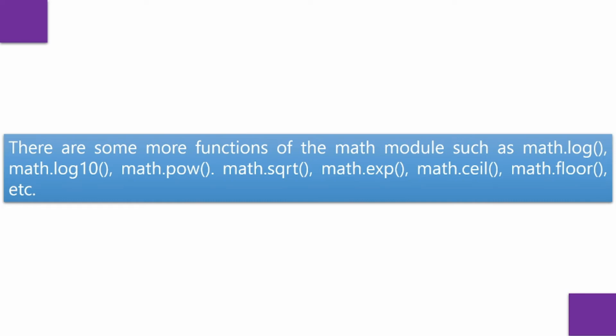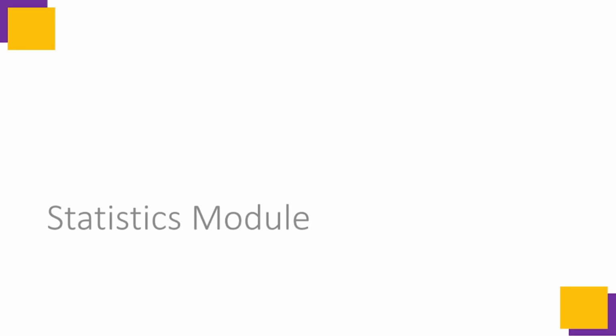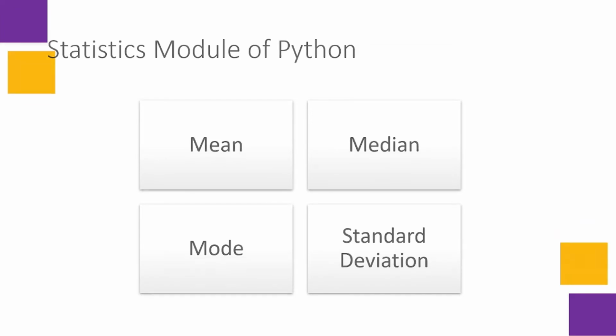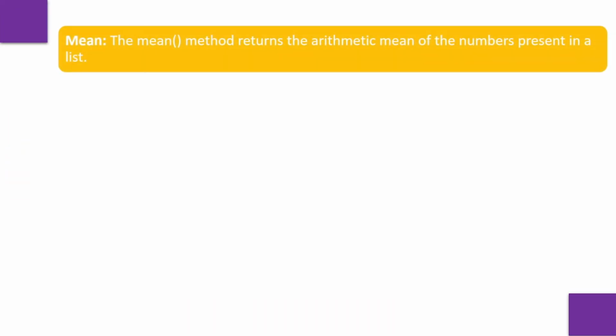Next, we'll see the statistics module, under which we'll see mean, median, mode, and standard deviation. The mean method returns the arithmetic mean of the numbers present in a list. So import statistics, statistics.mean, and then in square brackets, in the form of a list, you give 1, 2, 3, 4. If you just calculate the mean, the average, you'll get 2.5. So this function makes it easier and prints 2.5 here.